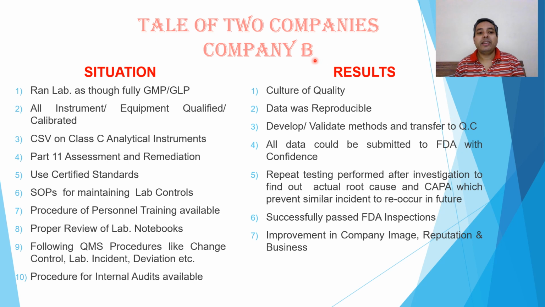Now about company B, which ran its lab in a fully GMP or GLP environment. In company B, all the available instruments and equipment are qualified or calibrated. Computer system validation was performed on available Class C analytical instruments in company B. Requirements of 21 CFR Part 11 related to electronic records and electronic signatures are considered by company B. Certified standards are available and used for calibration of instruments or equipment. Sufficient SOPs are available and maintained for better lab control.